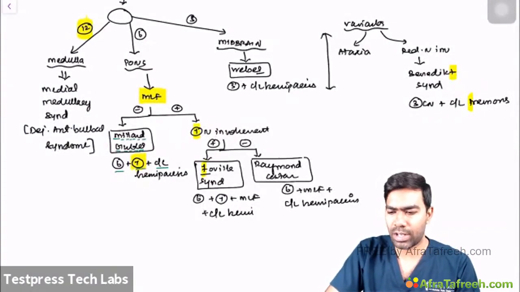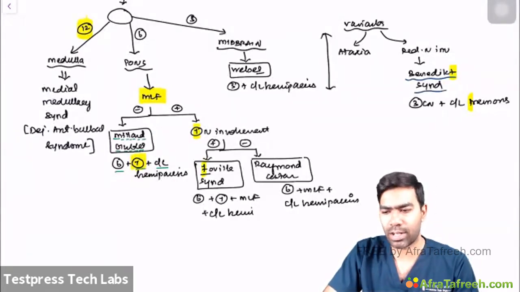Or you can also remember it like old church fathers. Usually church fathers will be old and they are called Benedicts. So old church fathers tend to have tremors. So you can remember it like that also. There are many mnemonics for that. Third cranial nerve involvement plus contralateral tremors is basically Benedict's.